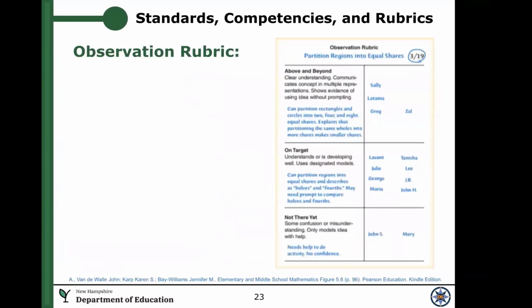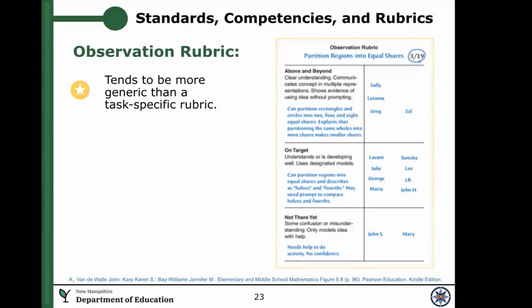The last one of these rubrics is, again, another observational rubric. It looks similar to the one that had all the names down the side and then the skills and how they were doing across the top. This one just has the specific information about how they're doing with skills. It has the date and anything that you're thinking of what it means to go above and beyond, or what it means to be on target or not there yet. And then the students' names within each one of those sections.